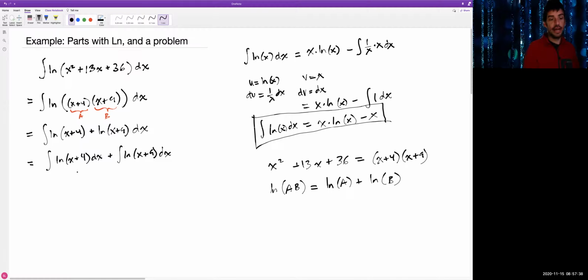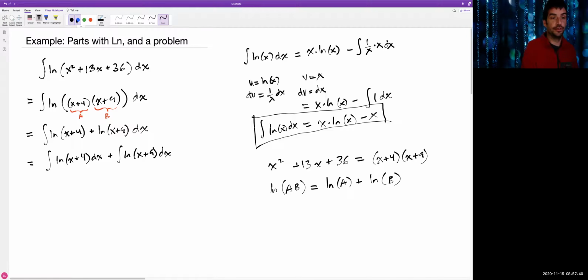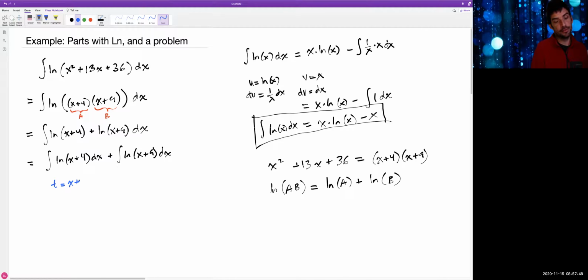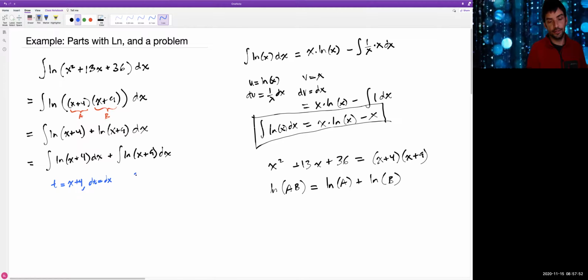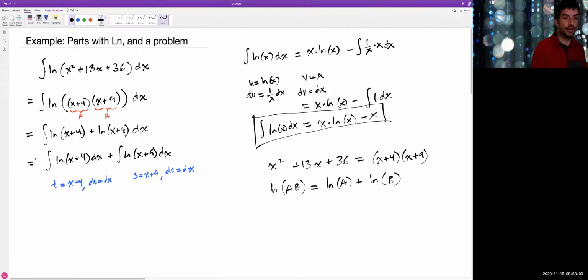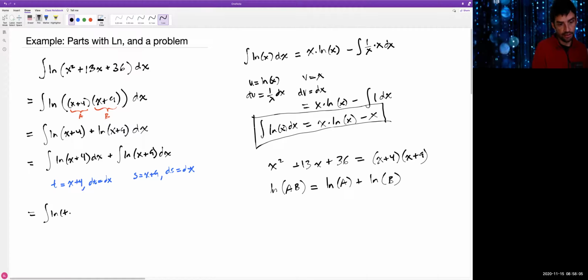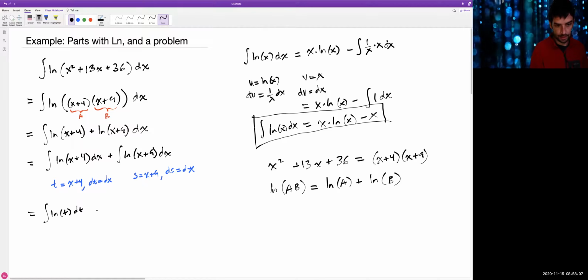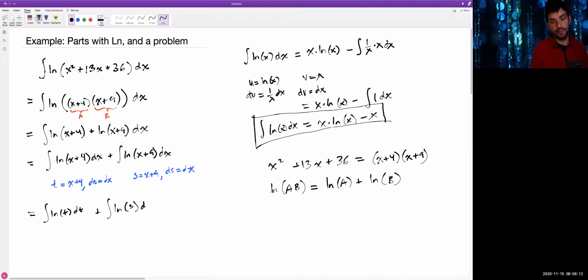So now, how do we deal with these two integrals? Well, I'm going to use substitution on both of them. The first one, I'm going to substitute t is equal to x plus 4, so that dt equals dx. And on this one, I'll do s equals x plus 9, so ds equals dx. And so now our integrals look like the integral of natural log of t dt plus the antiderivative of natural log of s ds.